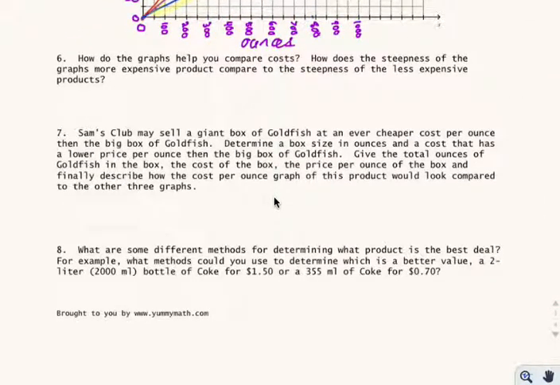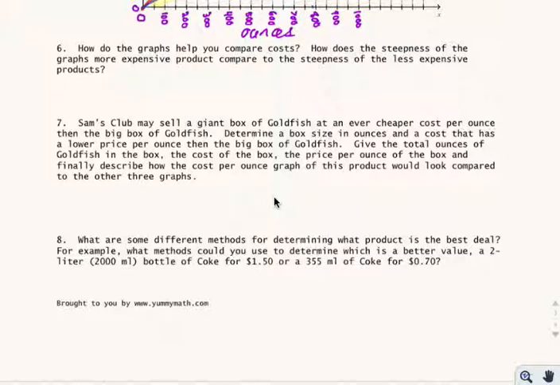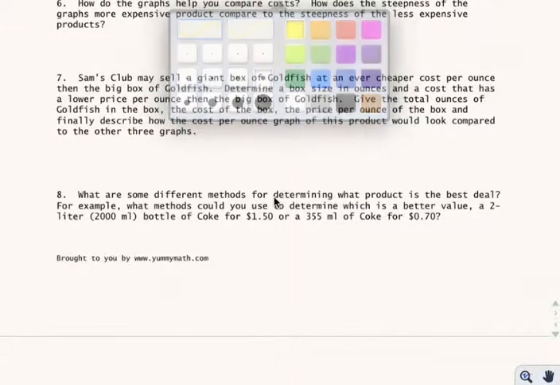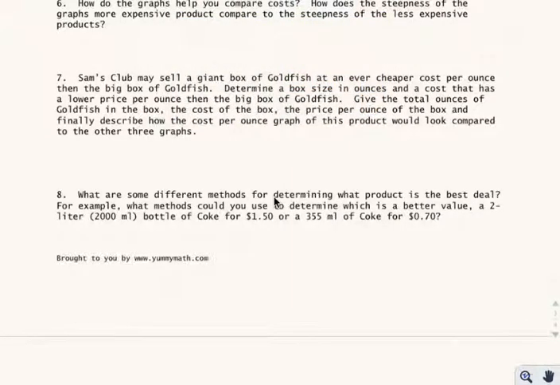Problem number 7 says Sam's Club may sell a giant box of goldfish at an even cheaper cost per ounce than the big box of goldfish. Determine the box size in ounces and a cost that has a lower price per ounce than the big box of goldfish. Give the total ounces of goldfish in the box, the cost of the box, the price per ounce of the box, and finally describe how the cost per ounce graph of this product would look compared to the other 3 graphs. There's a lot of pieces to this problem, so let's break it down a little bit.